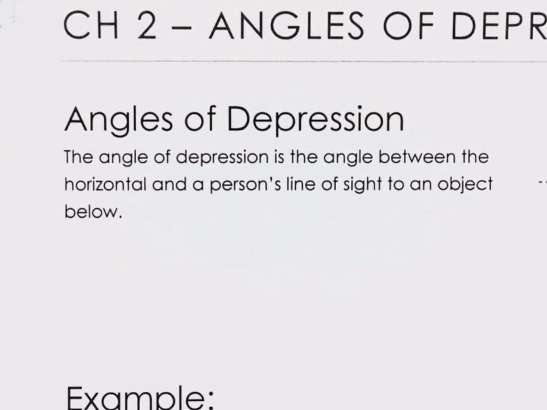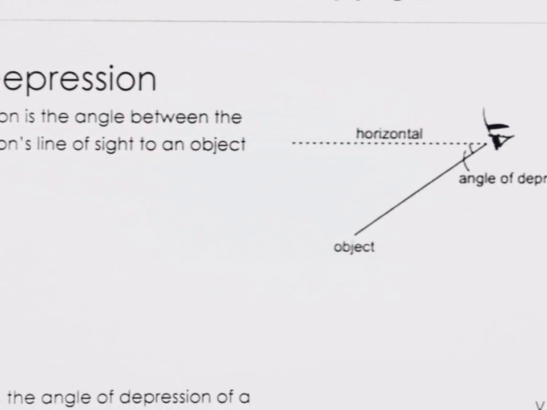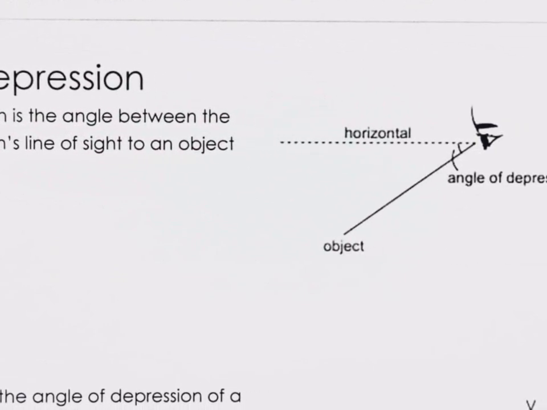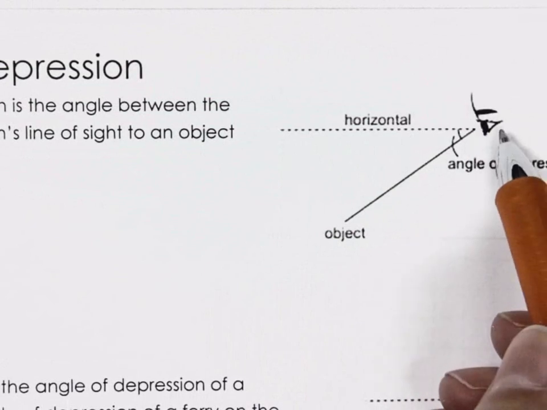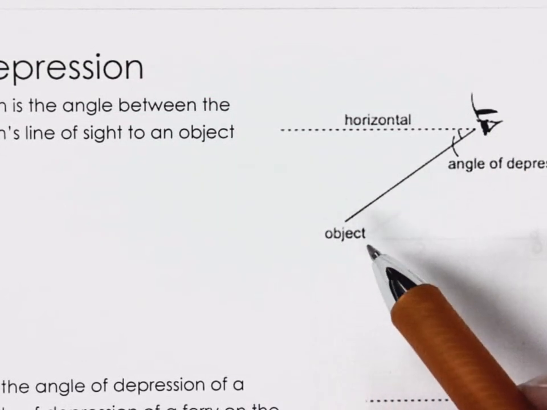Okay, so angles of depression are the angle made between the horizontal, so which way is horizontal? Straight line, left to right, and the person's line of sight to an object. So really, it's the looking down. So sometimes, ladies and gentlemen, you have to draw in the horizontal. So there's your face, your eyeball, you're looking down at something.